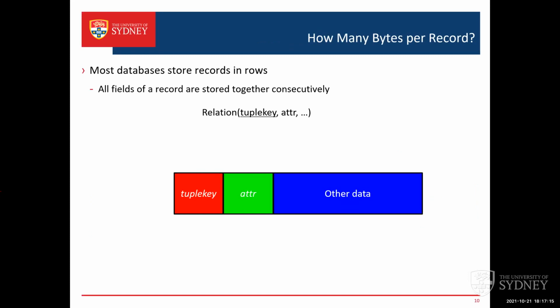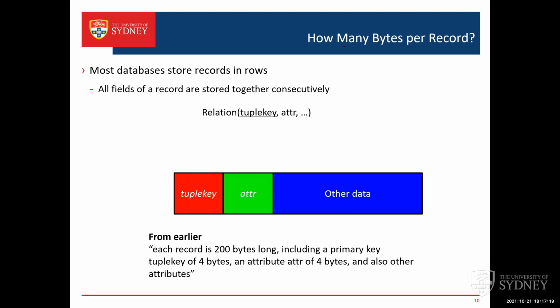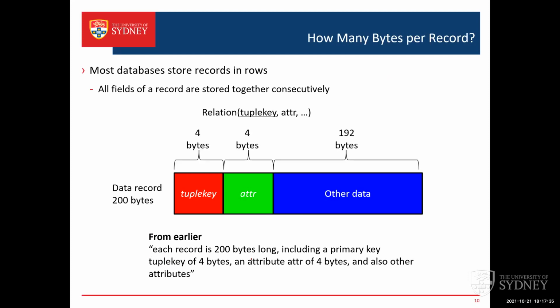So this is just a pictorial view of what we have. The first question was how many bytes per record. In the question this was already given: each record is 200 bytes long. The main thing to understand is what the distribution looks like. The primary key takes up 4 bytes, we have one attribute that takes up 4 bytes as well, and other attributes which take up the rest of the bytes.